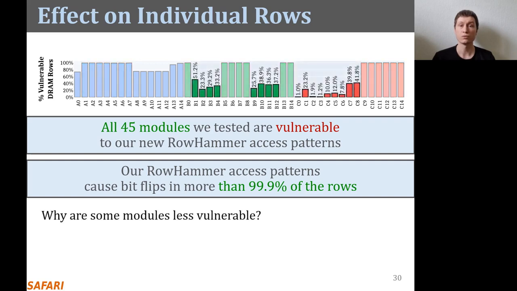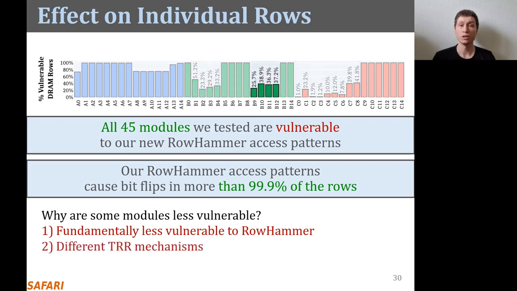But why are some modules less vulnerable? We find that it is because of three main reasons. First, some modules are fundamentally less vulnerable to RowHammer, in the sense that rows in these modules can tolerate a higher number of hammers before experiencing RowHammer bit flips. Second, some modules implement a different TRR mechanism against which our custom access patterns are not as effective.